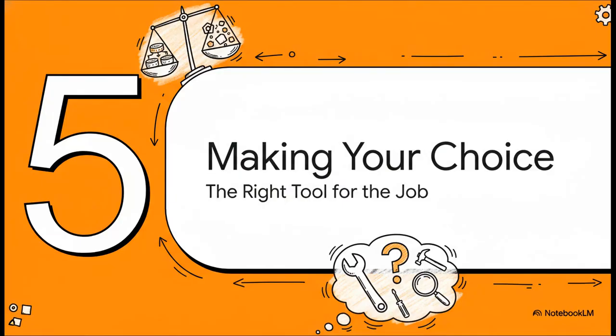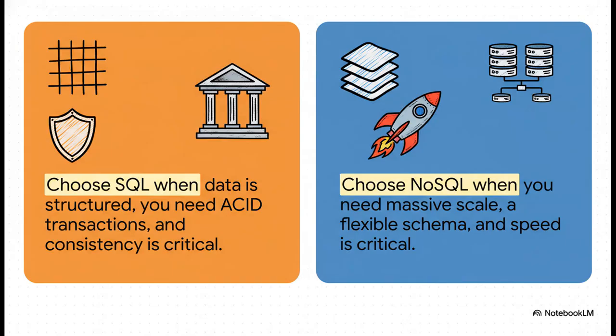Okay, so we've got SQL with its strong consistency and NoSQL often leaning towards availability. With this huge trade-off in mind, how in the world do you actually choose the right one for your project? Well, it really just boils down to this. What are your priorities? If your data is structured, if you absolutely need those ACID guarantees, and if consistency is non-negotiable, you go with SQL. But if you're dealing with massive amounts of data, your schema needs to be flexible, and speed and availability are your top concerns, then NoSQL is almost certainly your best bet.